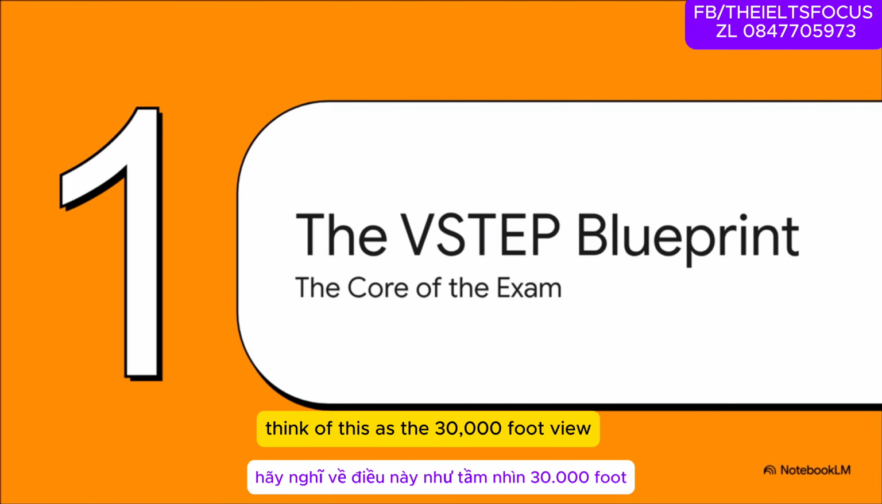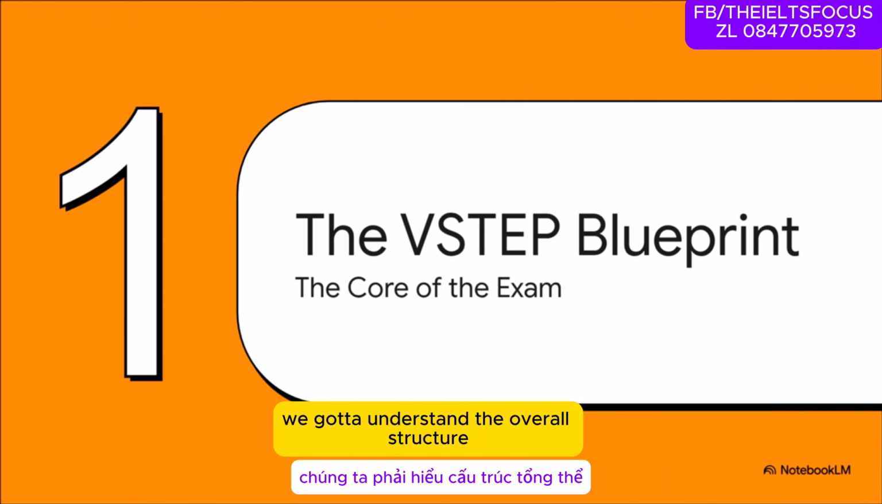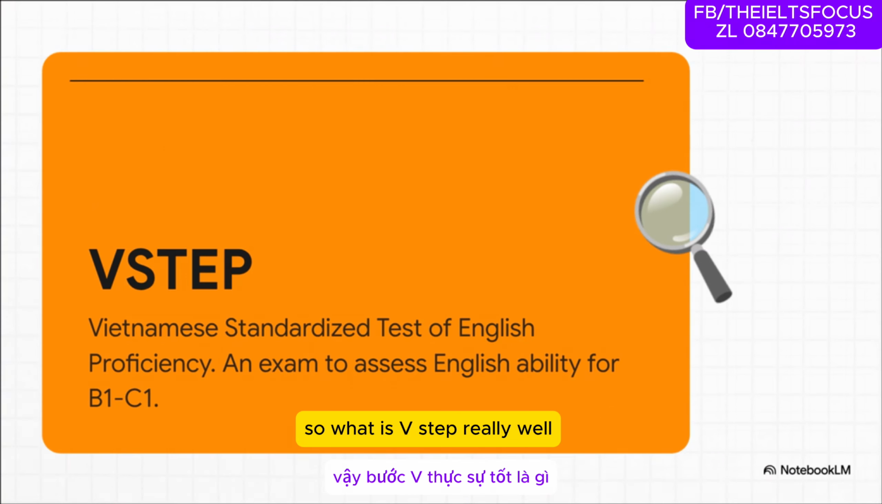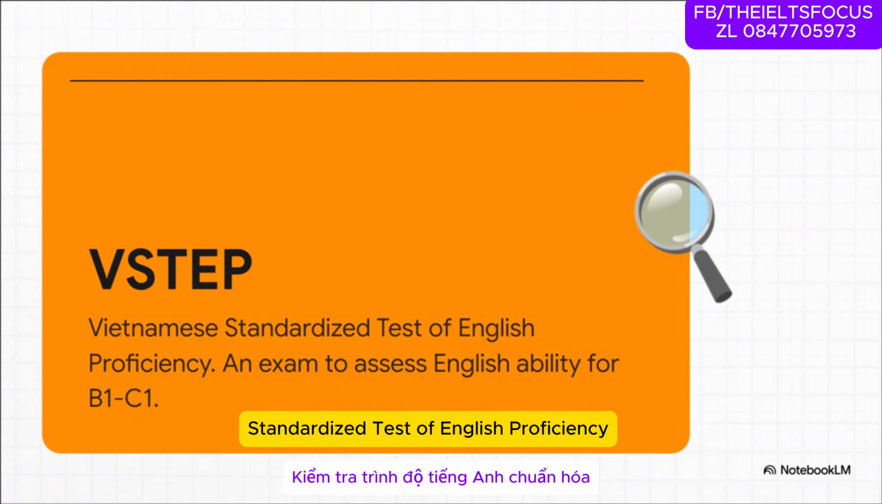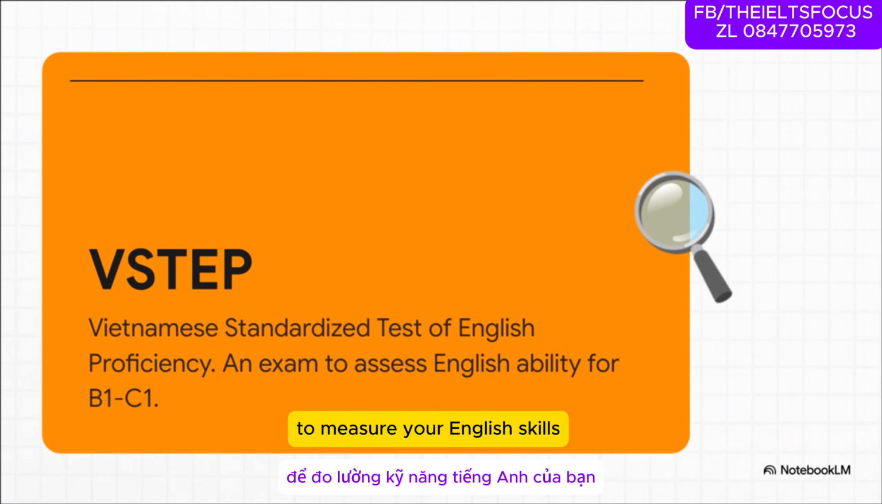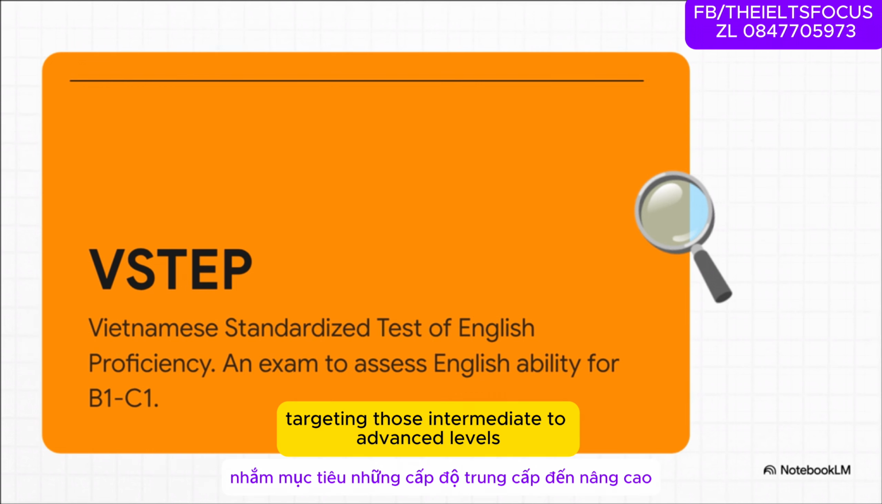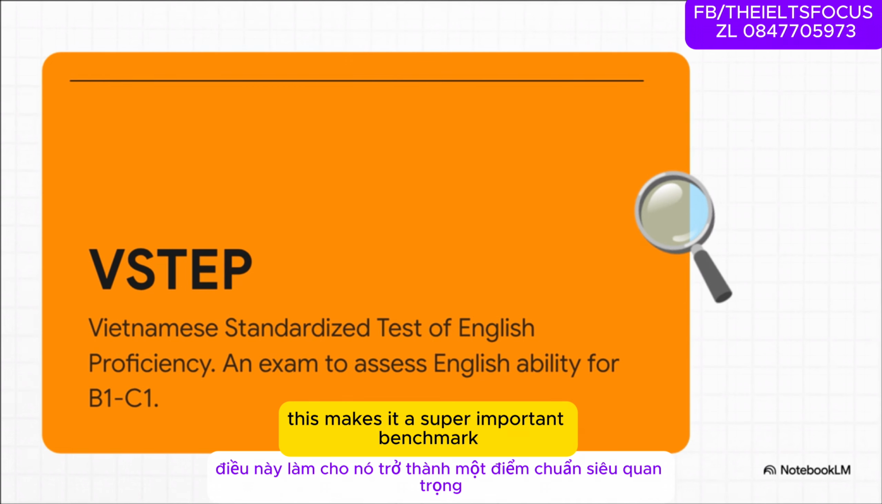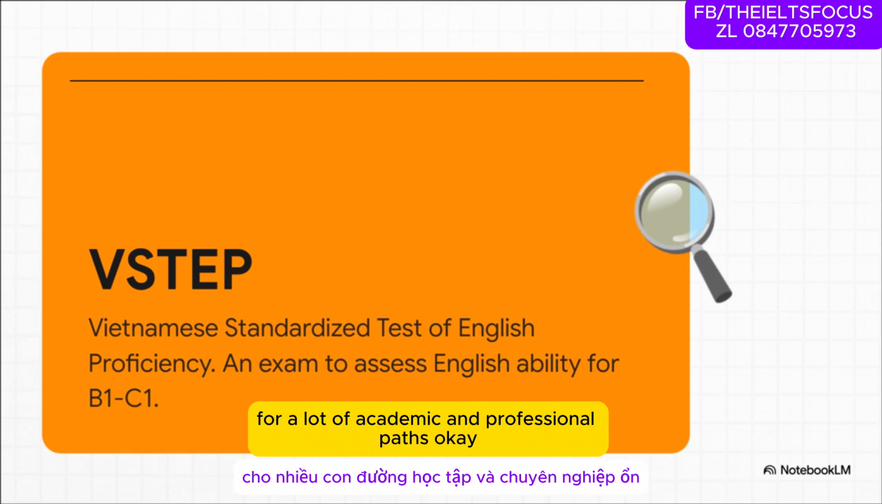Think of this as the 30,000-foot view. We've got to understand the overall structure before we dive into the nitty-gritty of each part. So, what is VSTEP really? Well, it stands for the Vietnamese Standardized Test of English Proficiency. It's basically the official exam in Vietnam to measure your English skills, specifically targeting those intermediate to advanced levels. We're talking B1, B2, and C1. This makes it a super important benchmark for a lot of academic and professional paths.